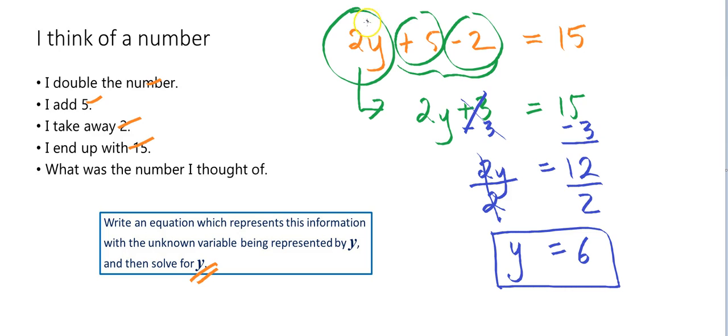Let's substitute. So 2 times 6 is 12, plus 5 is 17, minus 2 is 15. So this is correct.